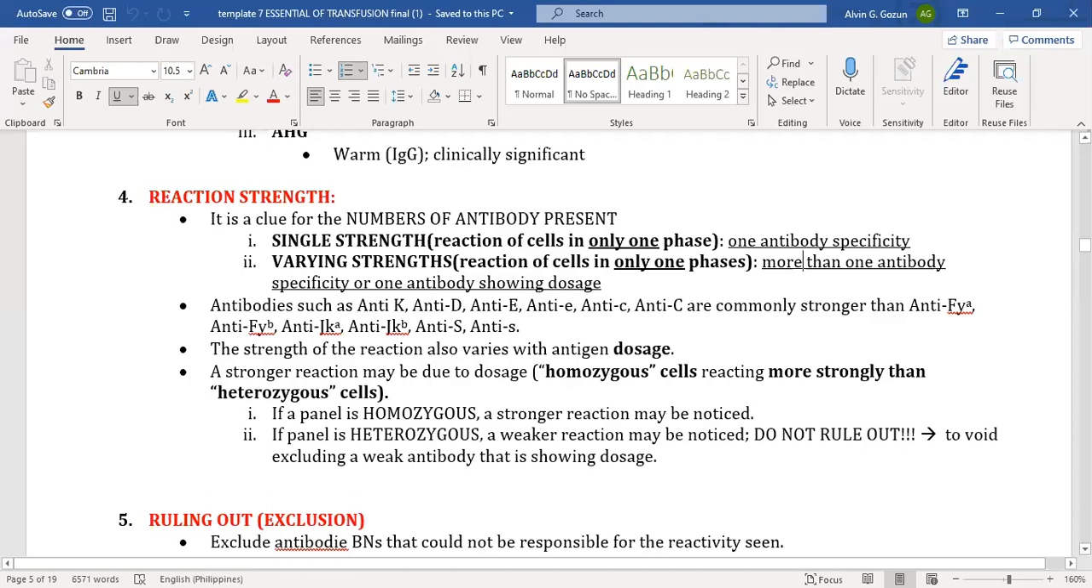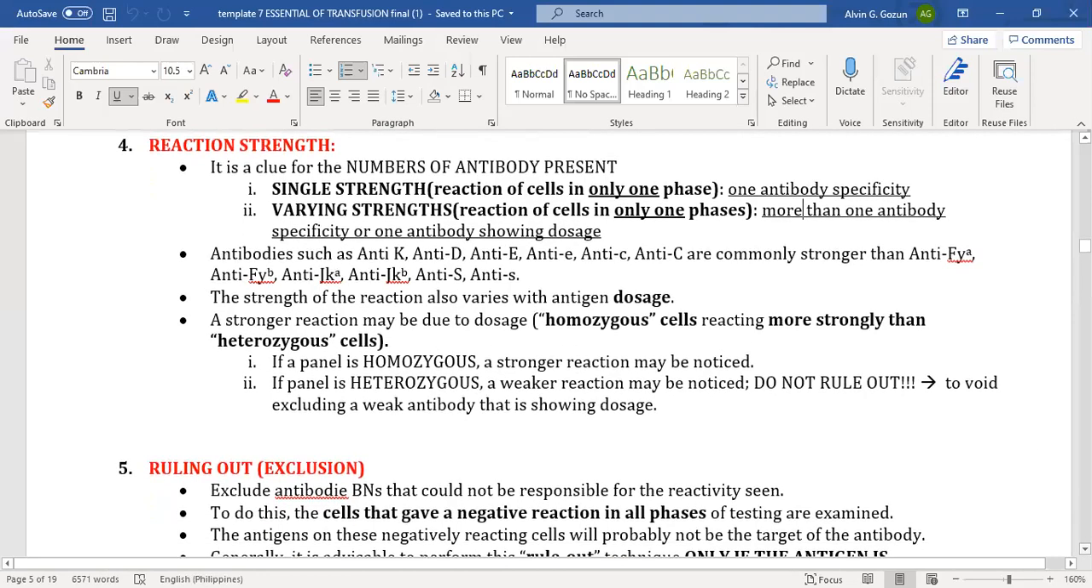So kung mapapansin nyo dito, guys, may tanong ako sa inyo, nung ginawa nyo ba yung panel, naintindihan nyo ba or hindi? Yung dito sa ruling out ng may dosage. Sino na ulit kasi may mga dosage na blood group system natin? RH except D. Sino pa? Kidd.